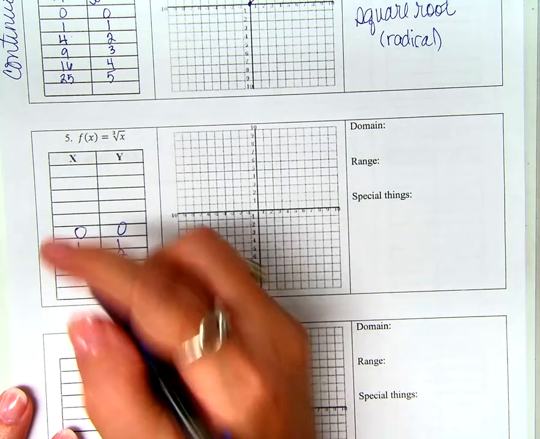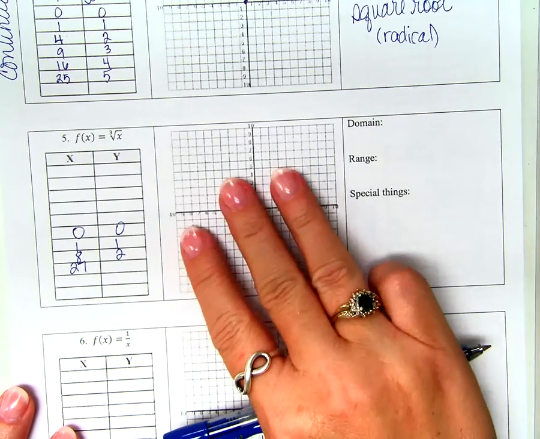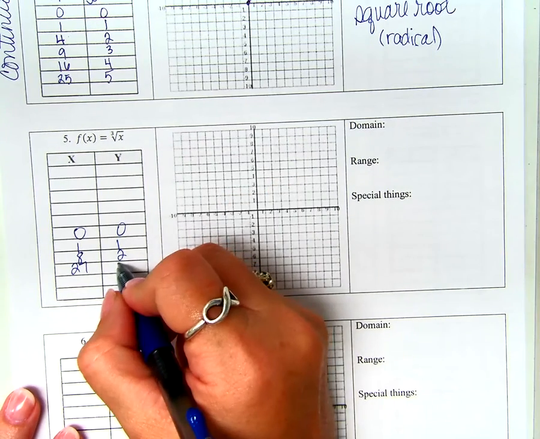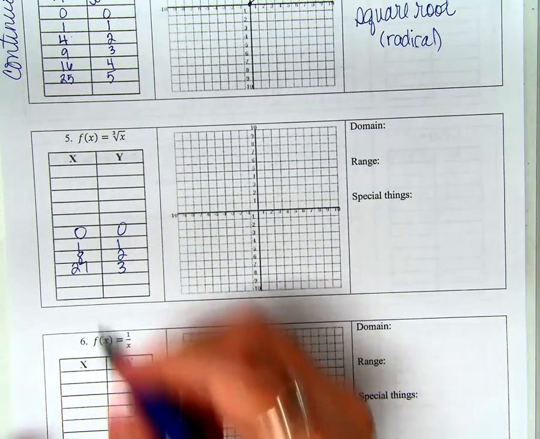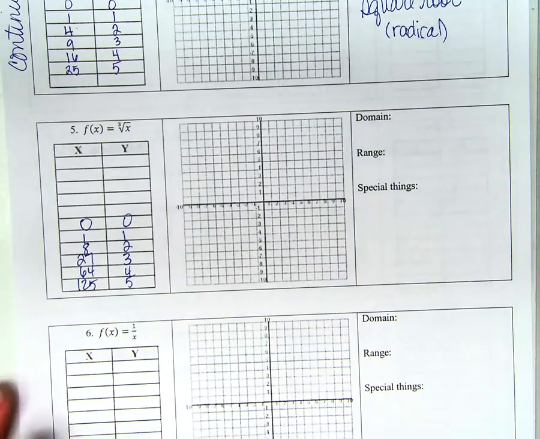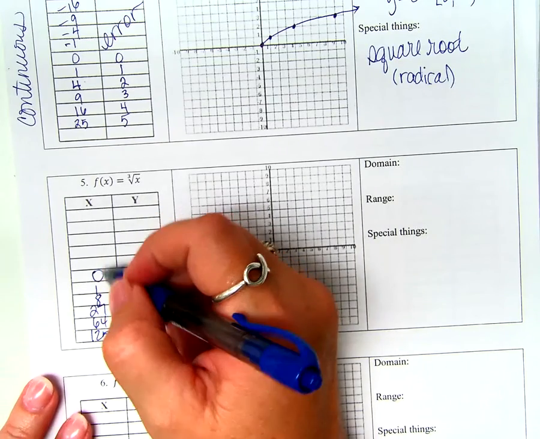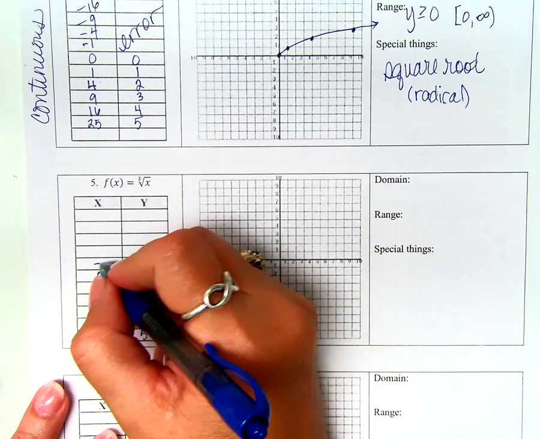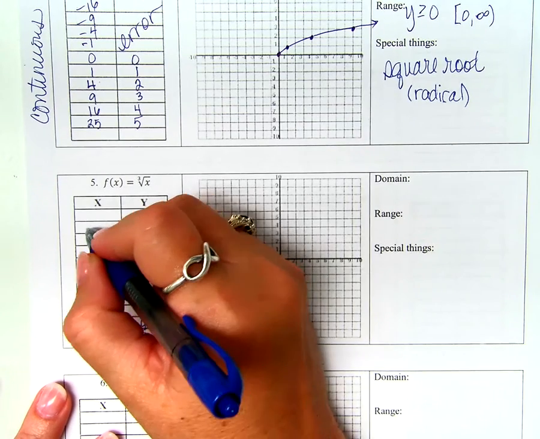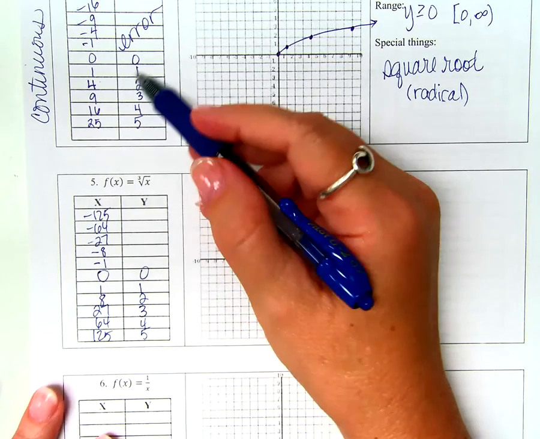So what do you think we might choose next? 27? What times itself times itself is 27? 3. 64, 125. So what do we want to go up here? Negative 1, negative 8, negative 27, negative 64, negative 125, right? And we already know those are all errors because it's going to be the same as up here, right?